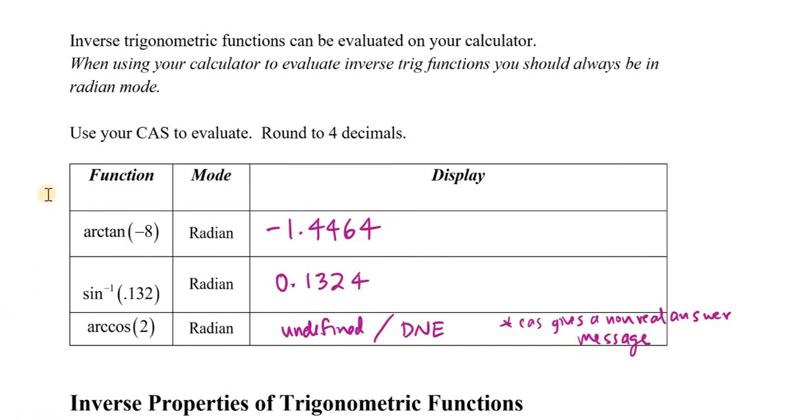All right, here are the answers to those values. Just notice the last one, your CAS probably gave you a message about having a non-real answer. So that means that the value is undefined. Okay, great.